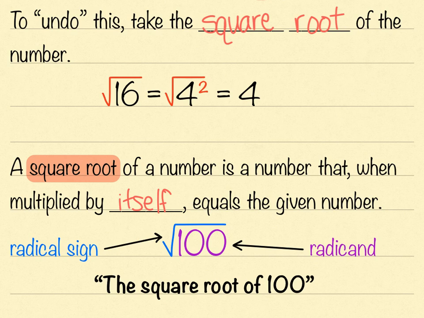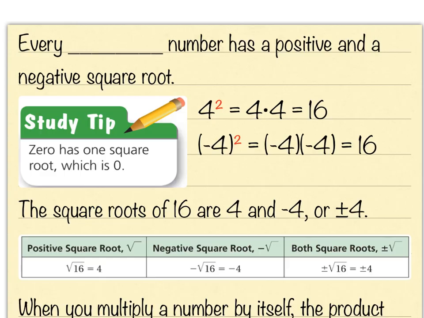The square root symbol has 2 parts to it. It has the radical sign, which I've highlighted in blue here, and then it has the radicand. The radicand is the number that's inside. It's what you're taking the square root of. So you would read this as the square root of 100.